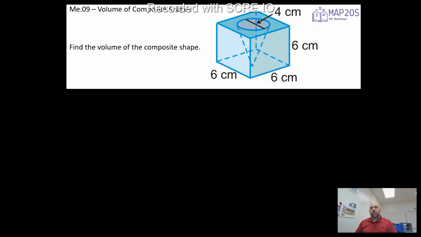In this case, what we need to do is find the volume of both shapes given. The first one is a cube, or a rectangular prism. I like to use rectangular prism, as that's the general term. Cube is that special case where all the sides are the same. So our volume of this cube is length times width times height, which is 6 times 6 times 6, or 6 cubed. And we get a volume of 216 cubic centimeters.